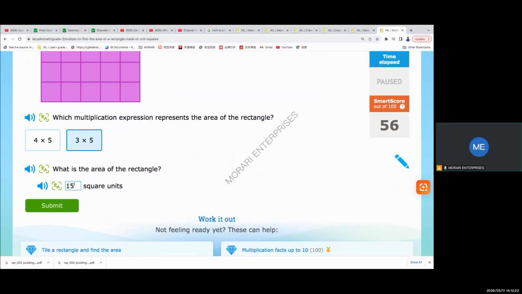If your unit is centimeter, it will be 15 square centimeters. If your unit is decimeter, it will be 15 decimeter squares. A square of decimeter is called a square decimeter. All right.